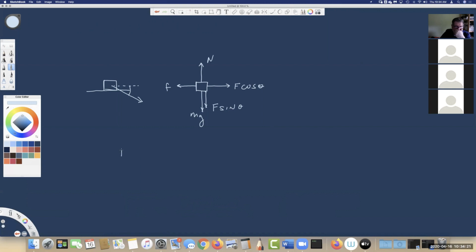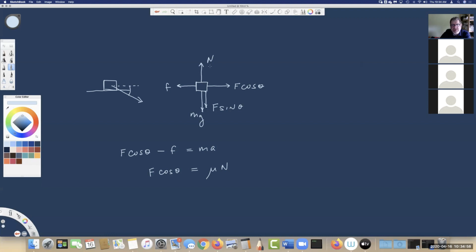Well, I'm pushing with F cosine theta against a friction force that is going to give me the mass of the crate multiplied by an acceleration. But in order to move the crate, all I have to do is exert F cosine theta that's greater than the static friction force, that is mu times the normal force. So the force that I push with has to be greater than the static friction force in order to move it. So up here, what's the normal force equal to?